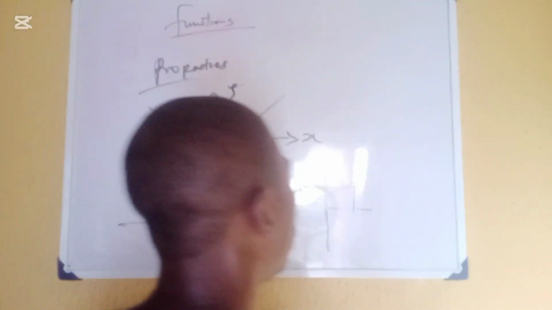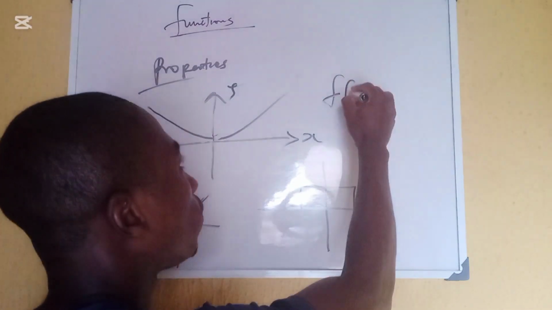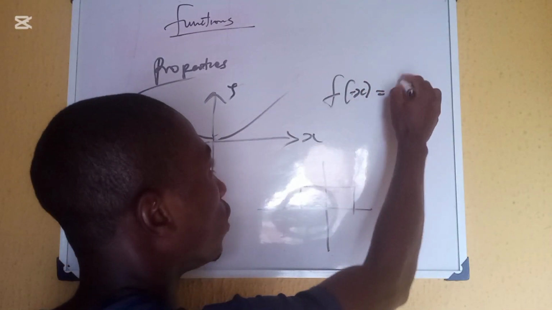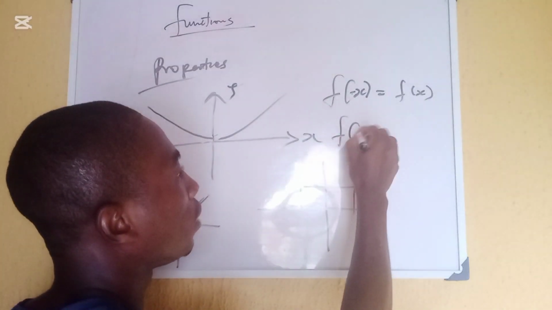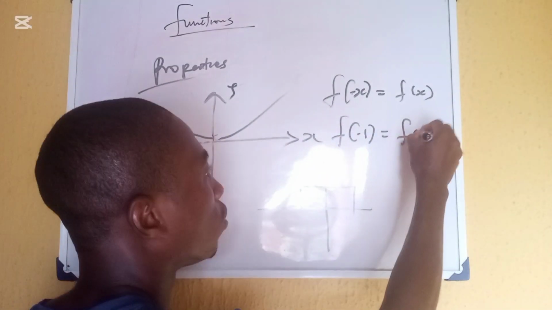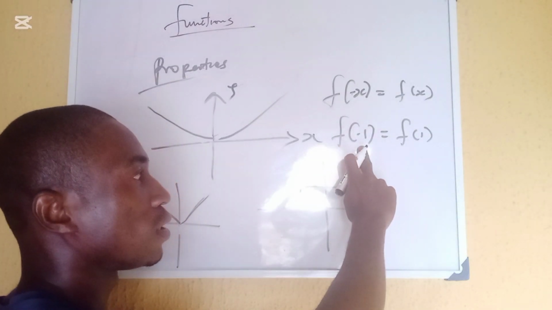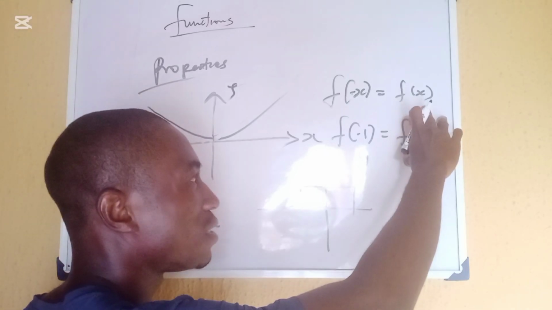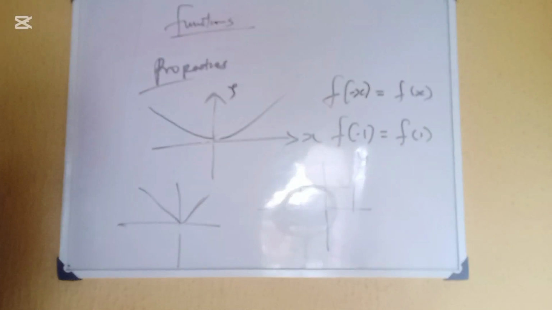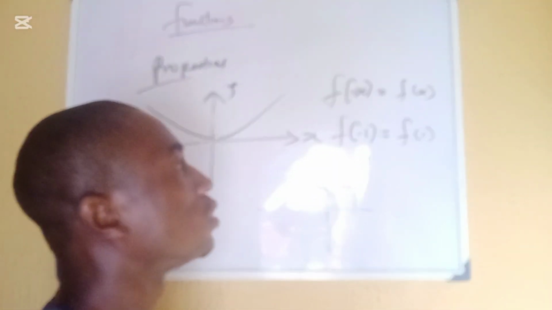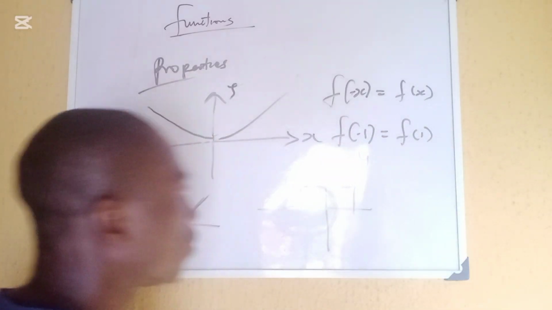Now, the equation of the even function. Let's write the mathematical relationship of an even function. It says that f of minus x is equal to f of x. What does this mean? That the function of minus 1 is equal to the function of 1. Meaning that whatever y is when x is minus 1 is what y will be when x is 1. So that's what this expression is talking about: the function of x at minus 1 is equal to the function of x at 1.